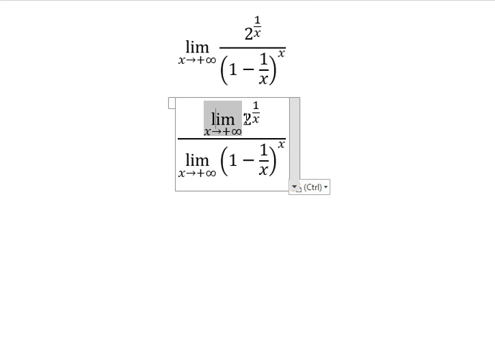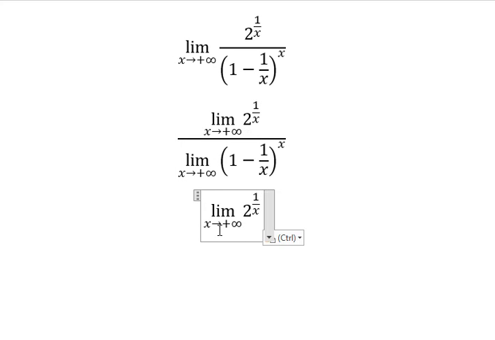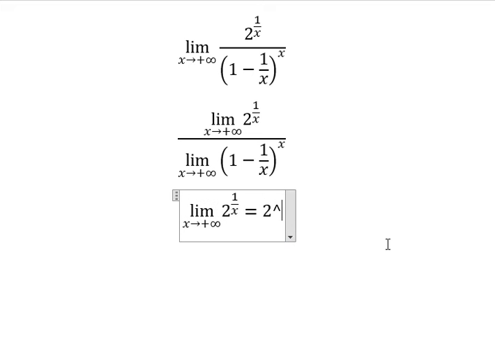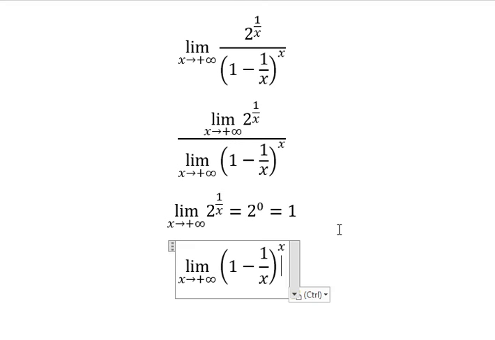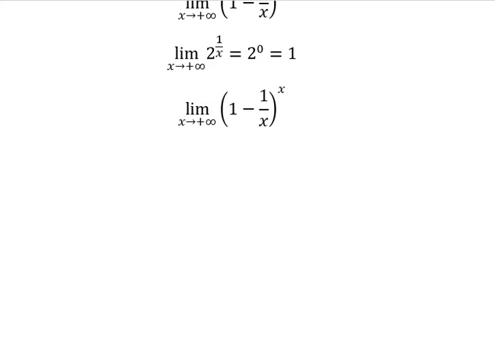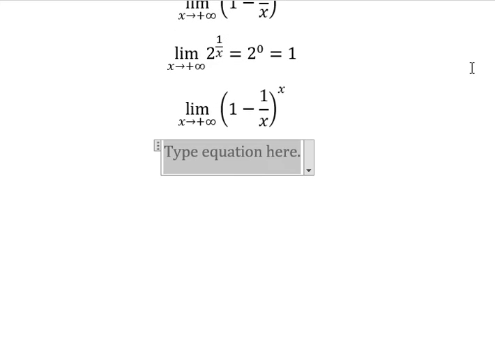So we consider this one. When s approaches positive infinity, number 1 divided by positive infinity, you get 0. So we have number 2 to the power of number 0 equals number 1. Now we concentrate on this one. So we have the formula in here.